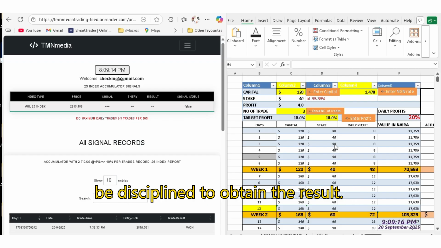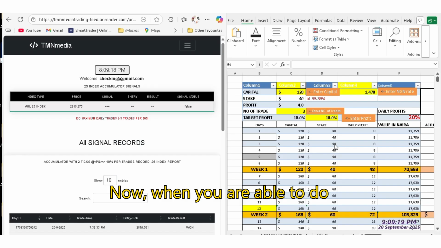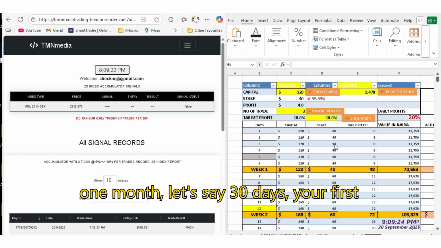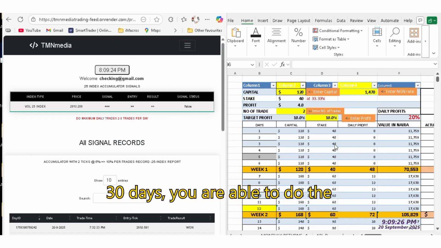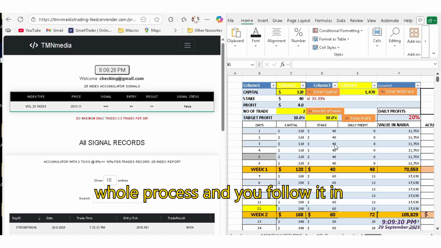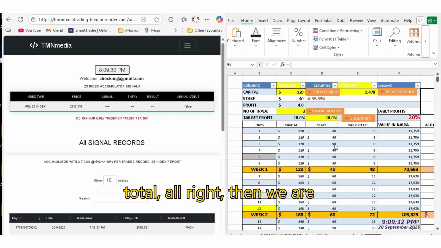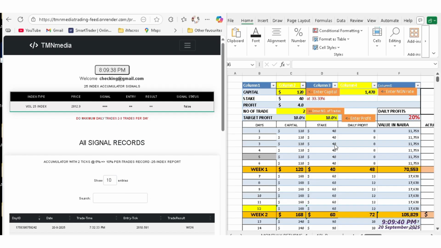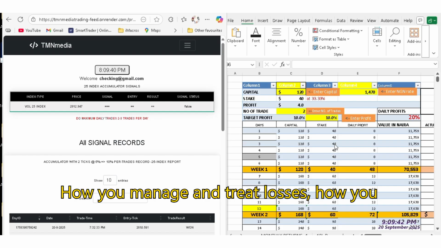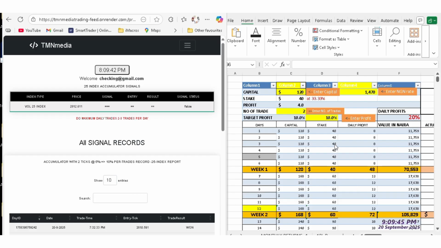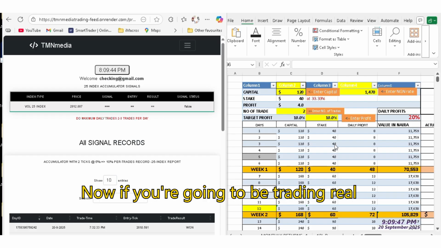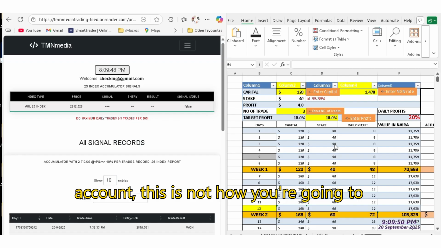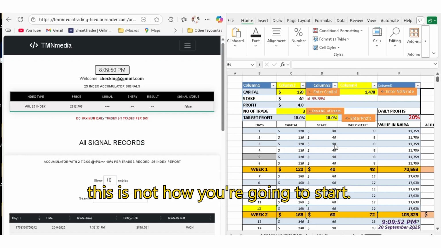to obtain the result. Now, when you are able to do a whole 1 month, let's say 30 days, your first 30 days, you are able to do the whole process and you follow it in total, all right? Then we are now going to break it down and go further into how you recover from losses, how you manage and treat losses, how you manage and treat deposit and withdrawal, how you can get to go to a real account. Now, if you're going to be trading a real account, this is not how you're going to start. This is where you are going, but this is not how you're going to start.